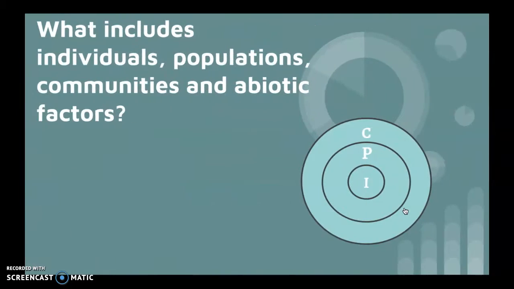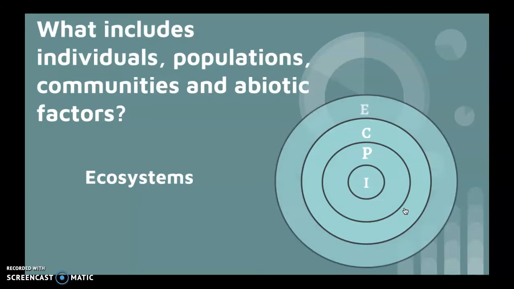You got this. What includes individuals, populations, communities, and abiotic factors? Think about it. All right, let's see. What did you write? Did you write down ecosystems? Very nice. Ecosystems include communities, populations, and individuals. So we put an even larger circle with E for ecosystems.